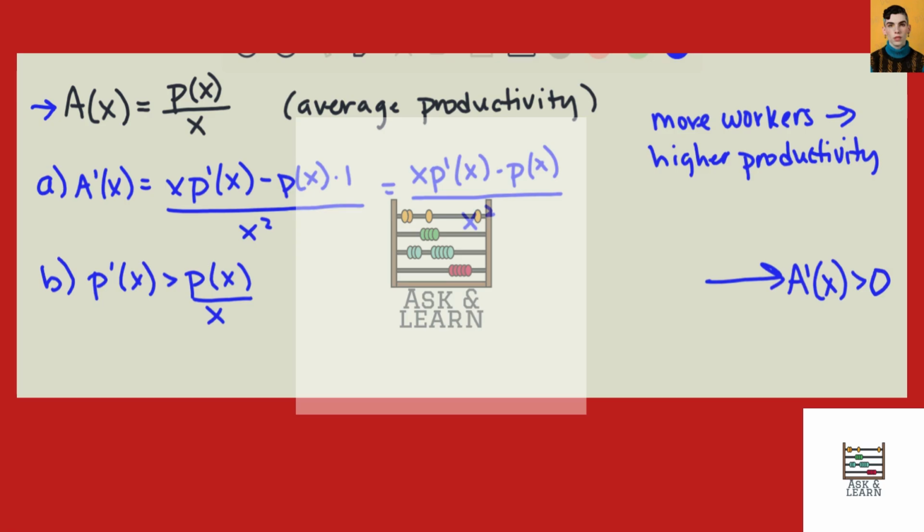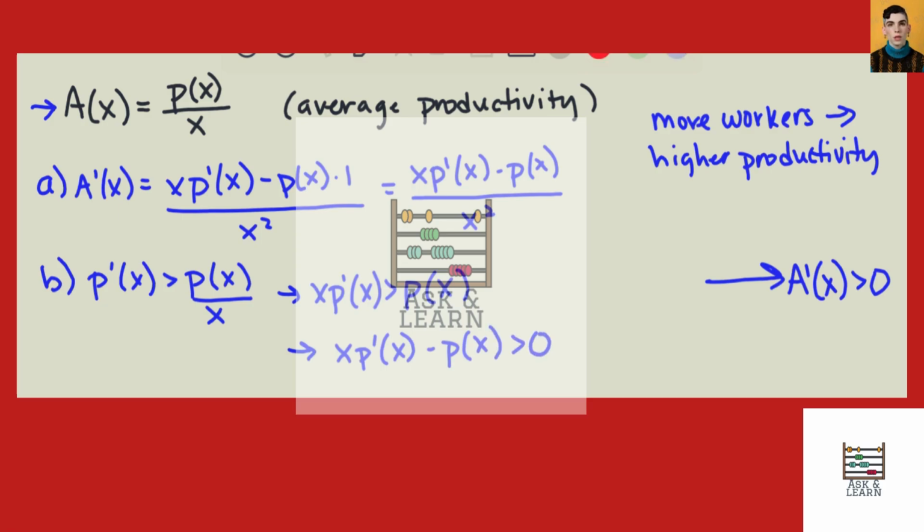Well, let's go ahead and multiply both sides by x. And we can do that in this inequality because we know that x is positive. X stands for the number of workers, and we wouldn't have a negative number of workers. So let's go ahead and do that. And we get x times p prime of x is greater than p of x. Now we could subtract p of x from both sides, and we have x times p prime of x minus p of x is greater than 0.